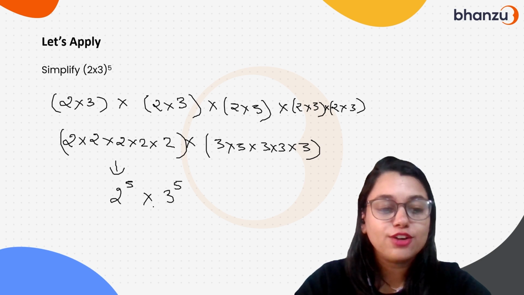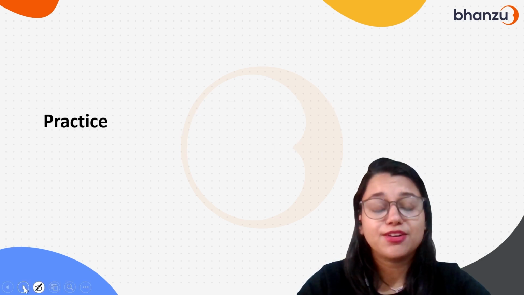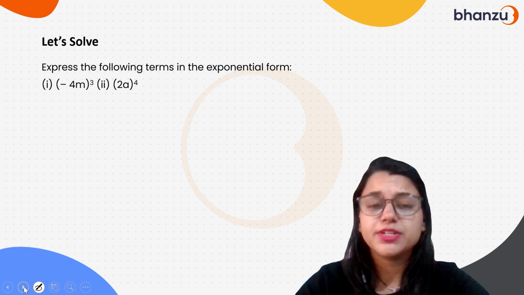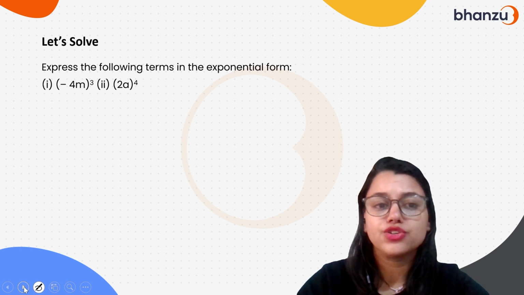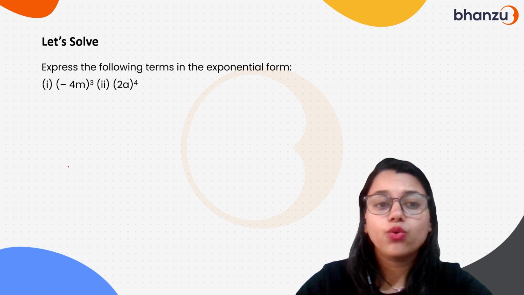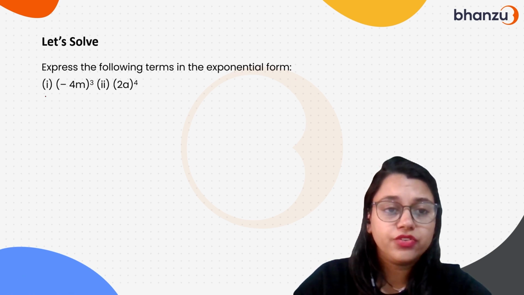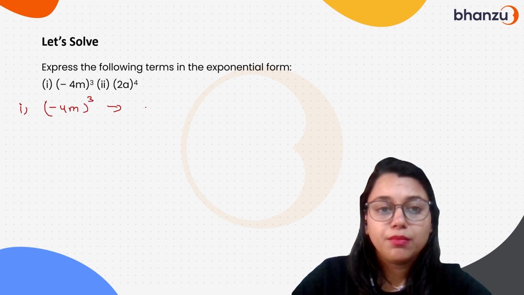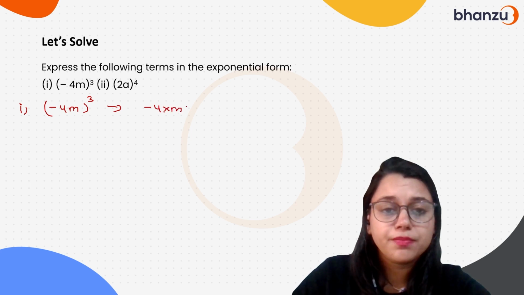Alright. So now students, it's time to practice some more questions. Let us see question number 1. Express the following terms in the exponential form. So in the first question we have minus 4m raised to the power 3. It can be written as minus 4 into m whole raised to the power 3, right?